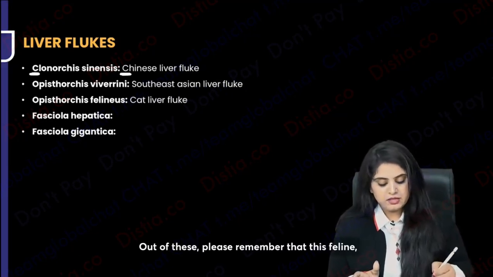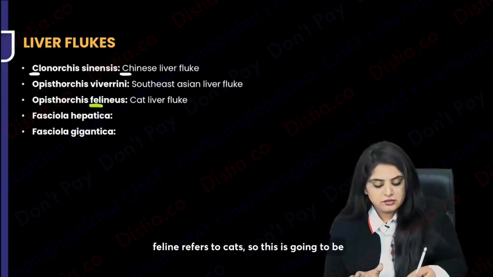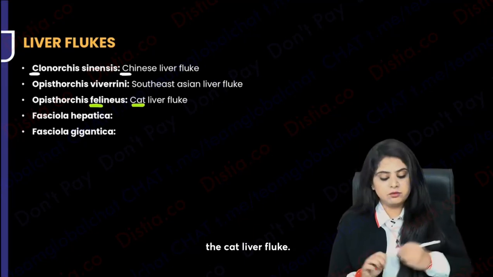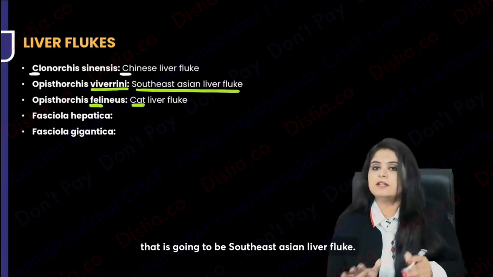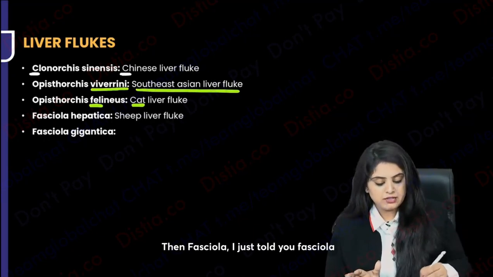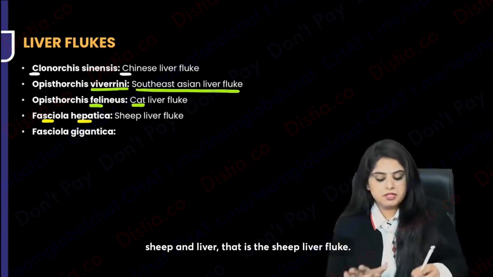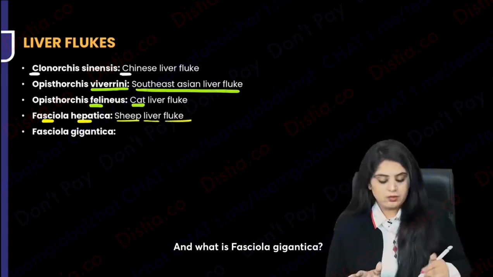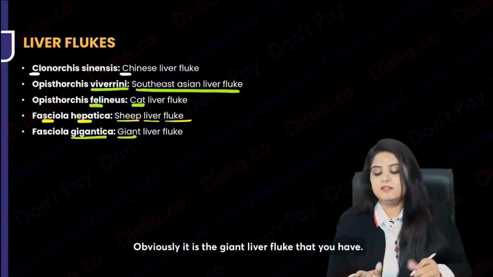Out of these, please remember that feline refers to cats, na? So this is going to be the cat liver fluke, and the one that is left, that is viverrini, is going to be Southeast Asian liver fluke. You don't even learn the name, that's good enough, not needed. Then Fasciola, I just told you Fasciola had that sheep and liver sound, that is the sheep liver fluke. And what is Fasciola gigantica? Obviously, it is the giant liver fluke that you have.